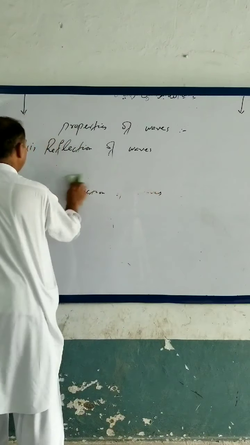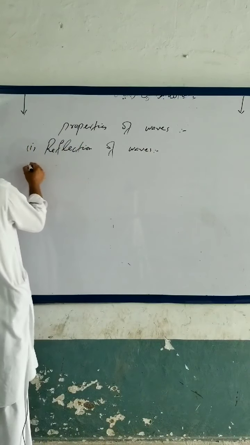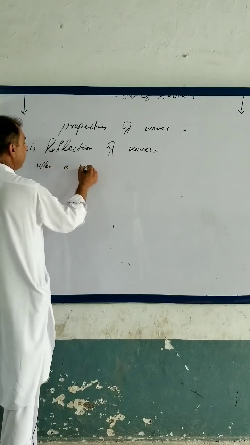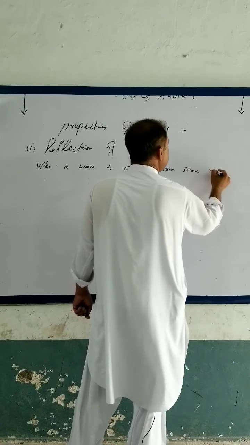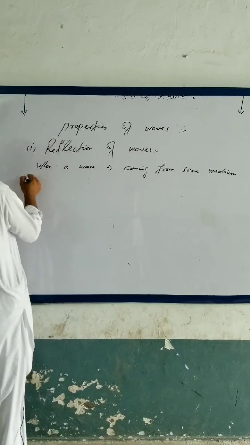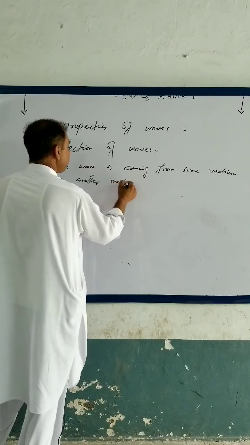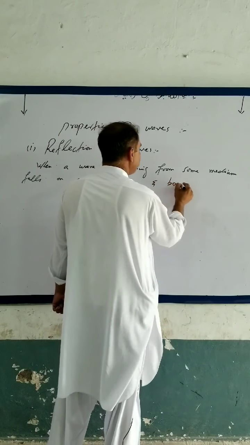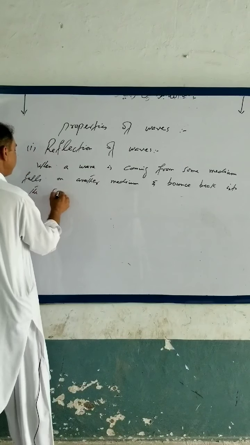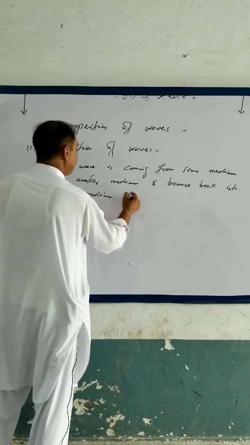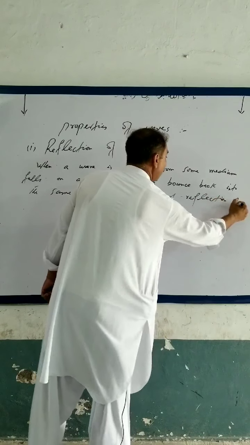First of all, reflection of wave. When a wave is coming from some medium, falls on another medium and bounces back into the same medium, is called reflection of wave.